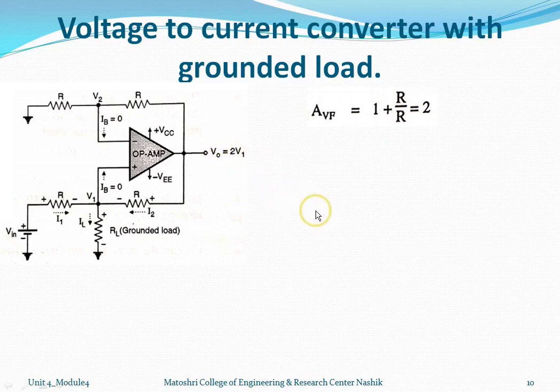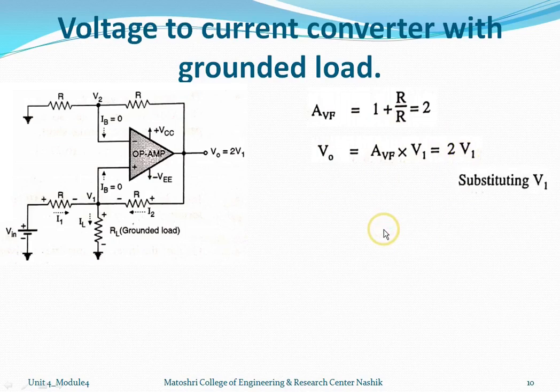It's clearly shown. The output voltage is given by gain into input, which is V1. Whatever the voltage at this V1 node, that is the input voltage of this op-amp. So output voltage is nothing but the gain into V1, and the gain is 2. So output voltage is equal to 2 times V1.